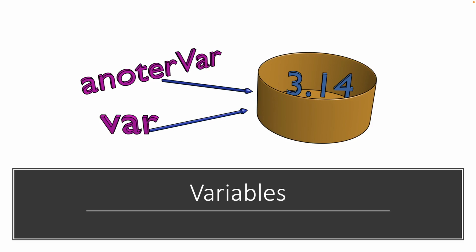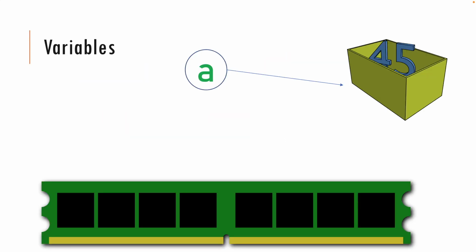Okay, in Python, variables in dynamic type programming languages differ from static type programming languages according to the way they work. Variables here are mere references to the values stored in RAM. Suppose you take a, which is a variable, and the name of the variable should be according to the laws of naming identifiers. We have 45 inside.